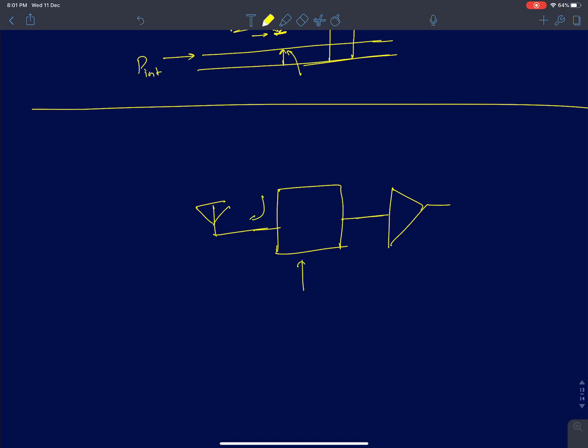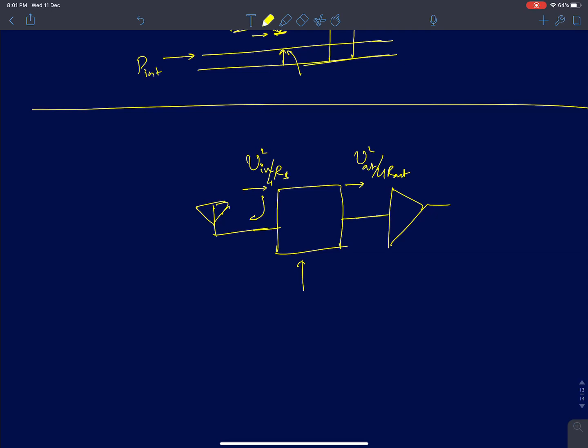One, it will serve as an input matching system and all that. The second thing is to filter out the interferers. But as a signal passes through this, as it comes at the output, it's going to experience losses. So that loss can be expressed as, let's say, V in square by 4R in, which is the input power that you're delivering, and V out square by 4R out.